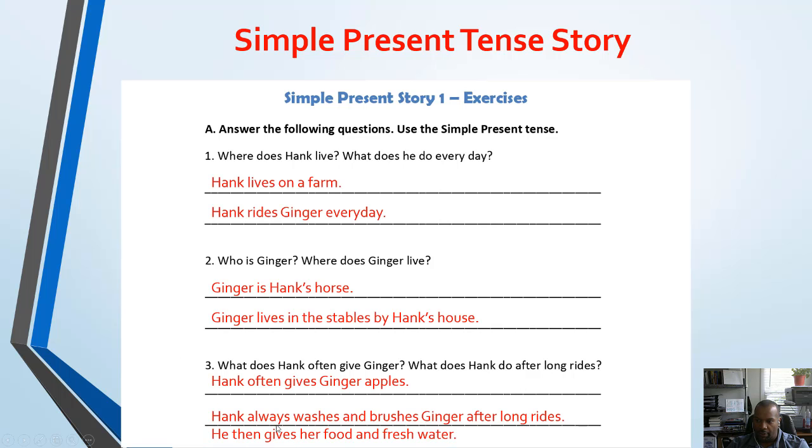All right, so these are the answers that I gave. And hopefully you gave something similar. There again, we used the story to complete our questions, right? And we use simple present tense. That was A. Let's go on to B.